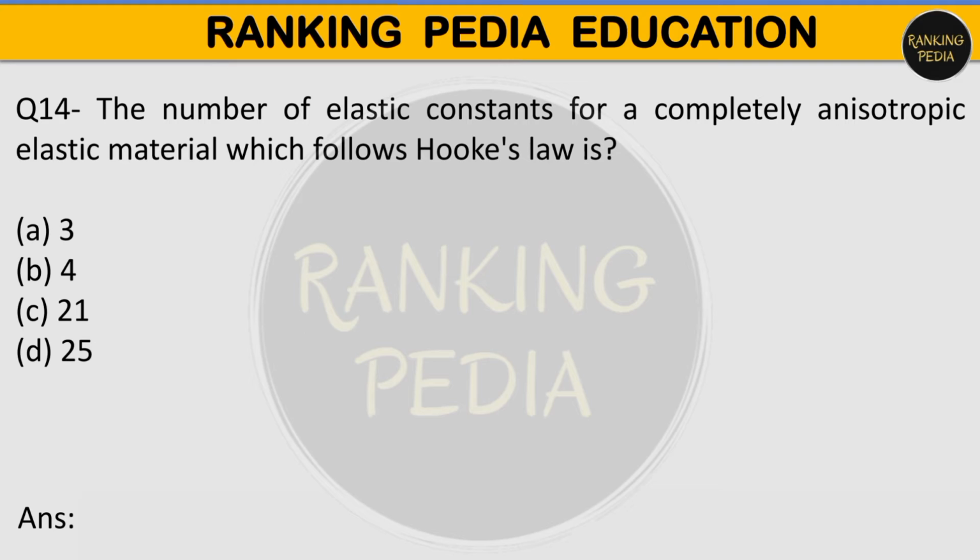Next question is, the number of elastic constants for a completely anisotropic elastic material which follows Hooke's law is, so you have to determine the number of elastic constants. Okay, so the number of elastic constants for a completely anisotropic elastic material which follows Hooke's law is your 21. That is your option number C is correct. For isotropic it is 2, for orthotropic it is 9 and for anisotropic it is 21. Option number C is correct.